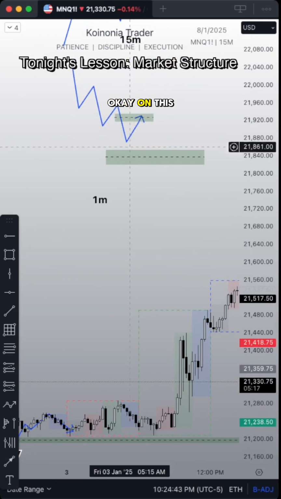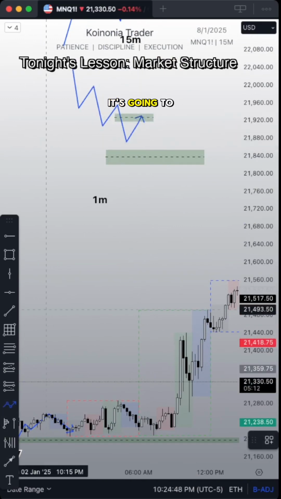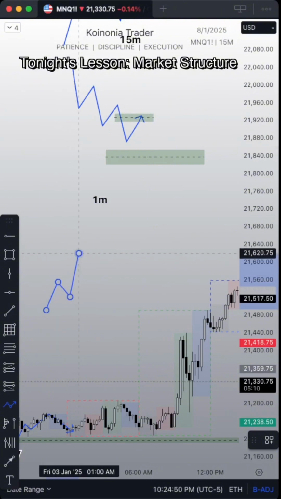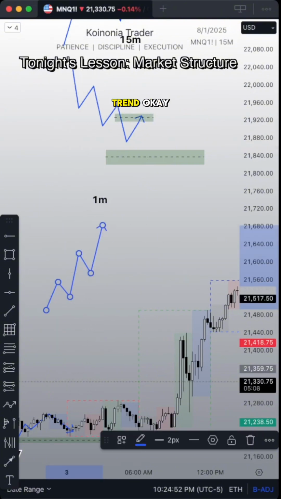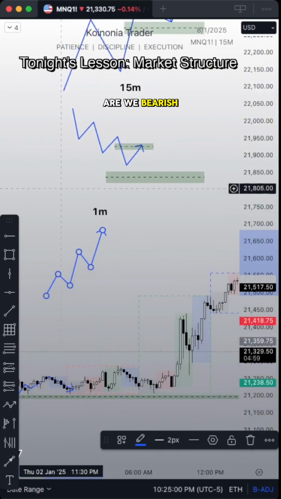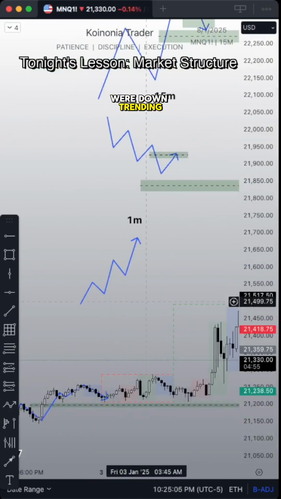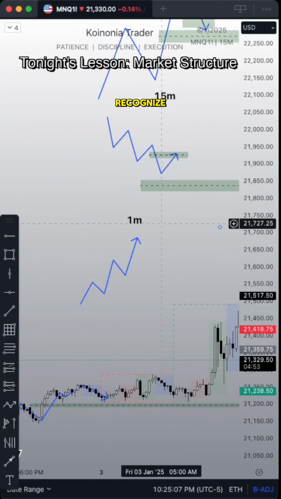Okay. On this 15-minute price leg here, on the 1 minute, it's going to look like this potentially. A little bit of an uptrend. That's why sometimes when you're flipping through the different structures or different time frames, it'll be confusing, because you'll be like, wait, are we bullish? Are we bearish? Because I mean, we're uptrending here. The 15 minutes we're downtrending, but the 1 minute we're uptrending. You have to recognize where is price within the different time frame structures.